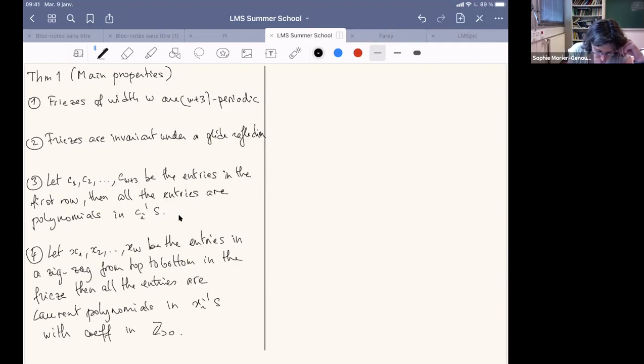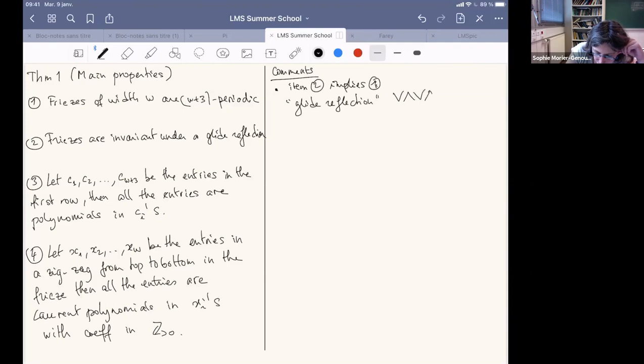Okay, so comments. First comment is that item two implies item one. Because glide reflection, what is a glide reflection? That's the operation that changes this picture, a V, to a lambda.